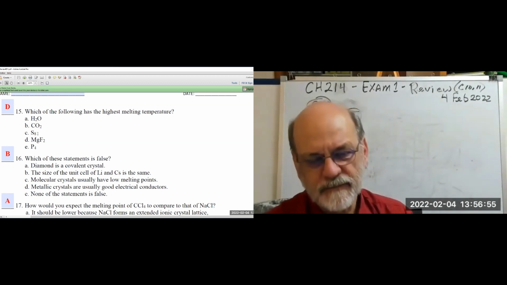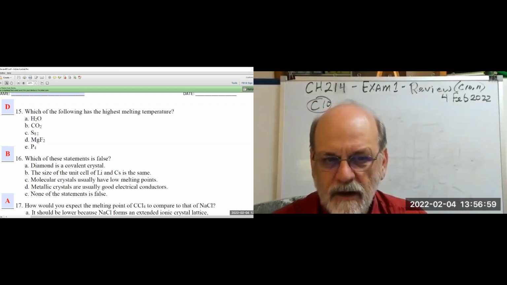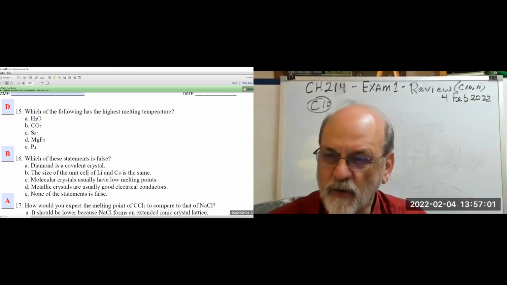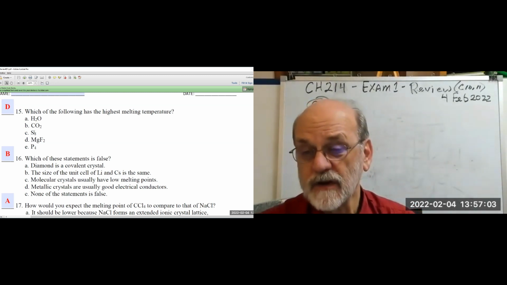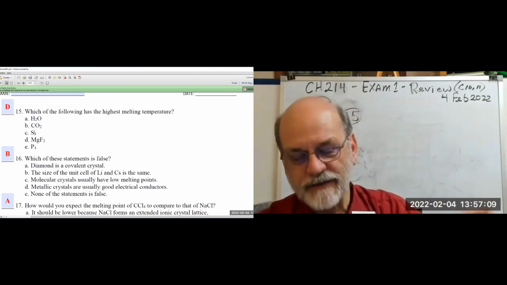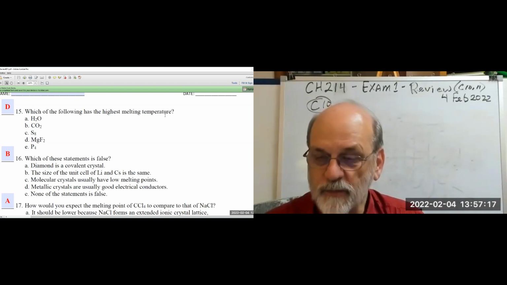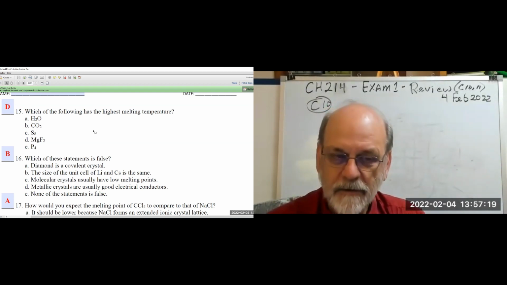Yeah, that's true. It's nonpolar. So if we're looking for the highest melting point, we're looking for the thing with the strongest intermolecular forces. And actually, that stretches that definition, because when we talk about ionic compounds, you don't have molecules. But the highest melting temperature will be the ionic bonding, and that is magnesium fluoride.